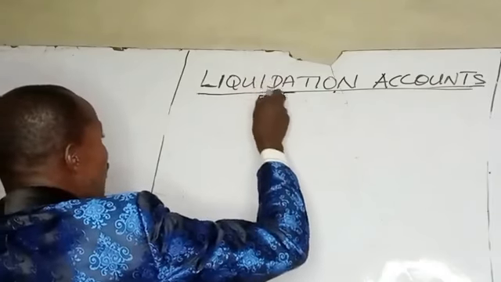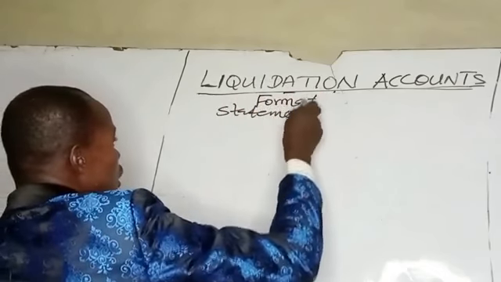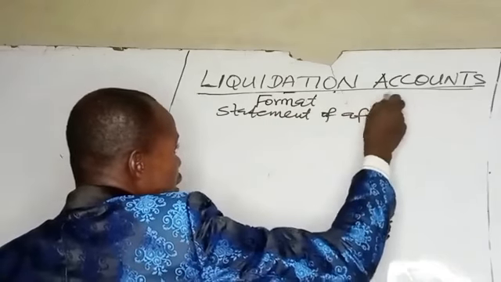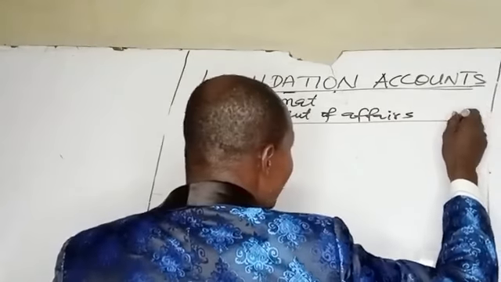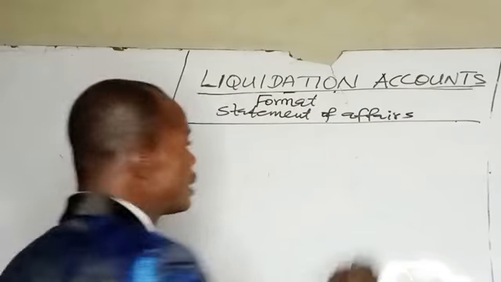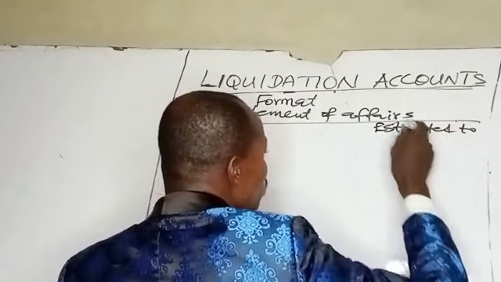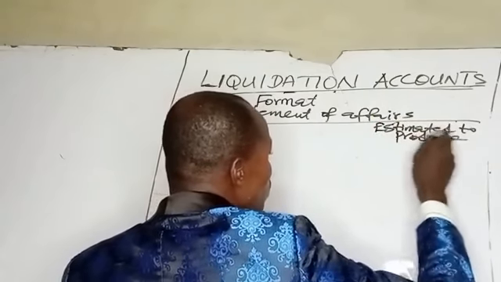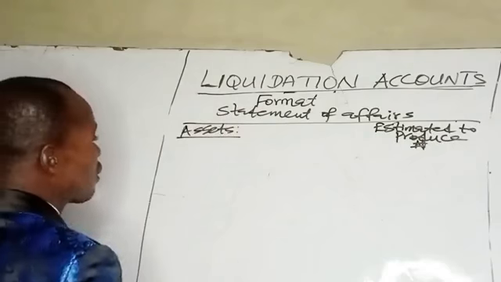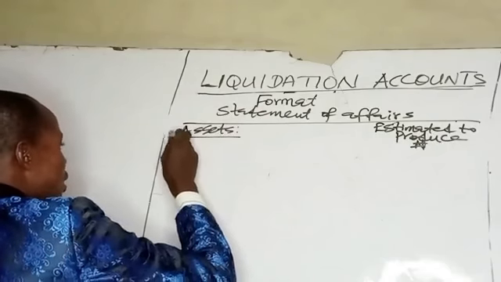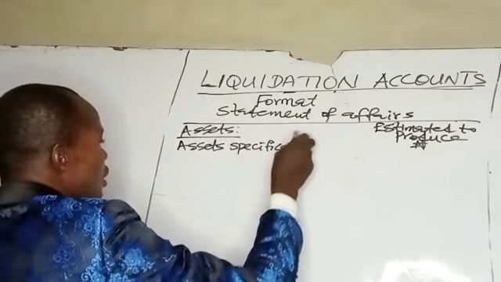Format of statement of affairs. I've told you that you are going to categorize your assets into two. So we have assets specifically pledged, and the estimated to produce. So we have assets specifically pledged.